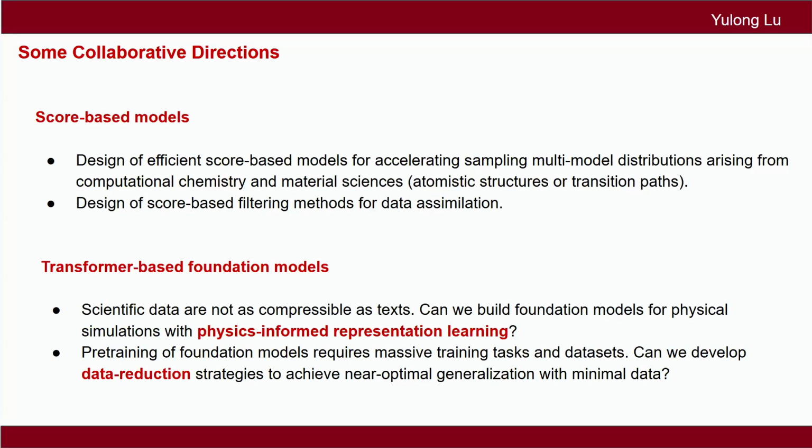And regarding transformers or foundation models, one direction that I find very interesting is that scientific data are different from text language because they're not as compressible as text. So one important issue is that we're not going to use a foundation model to actually deal with very high dimensional scientific data. How to build a physics-informed dimension reduction for those scientific data, so we can use a foundation model to actually do generalization on the latent space.